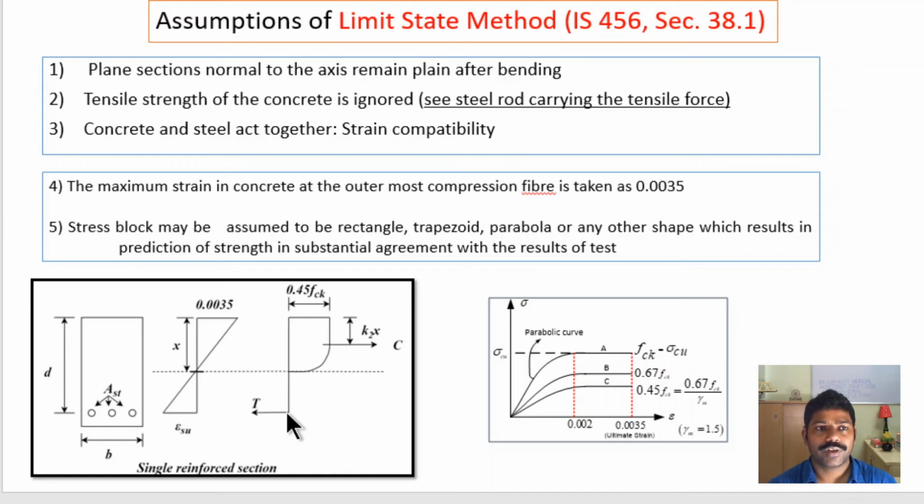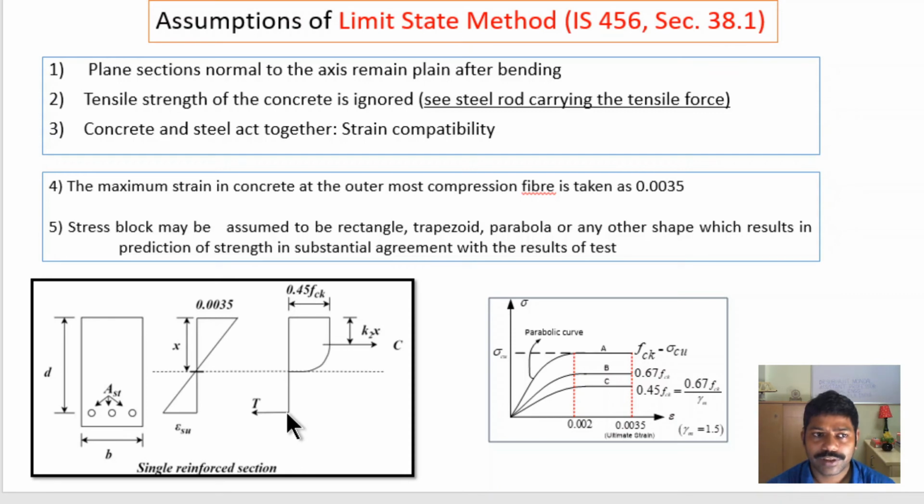Third assumption, strain in the steel and concrete act together. It is saying that when you are embedding the reinforcement in the concrete, there will not be slippage between the concrete and the reinforcement. So basically there is a total compatibility of the strain. The strain in the reinforcement at the contact surface between the reinforcement and the concrete will be the same as in the concrete.